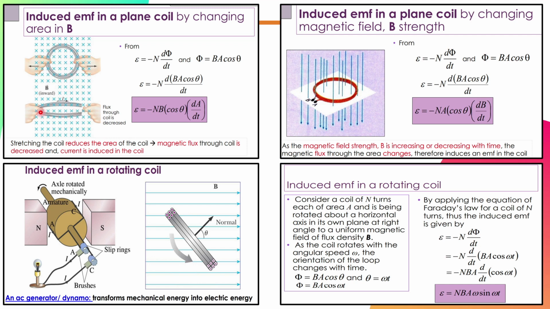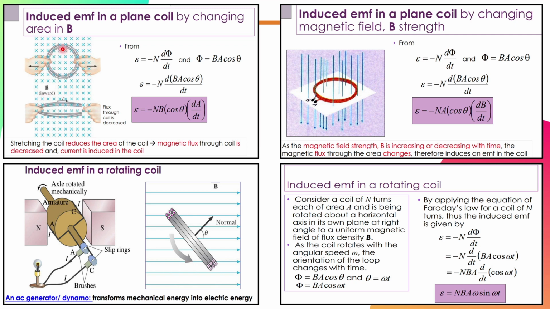So when we try to stretch the coil, you can see here, for the second diagram, the cross symbol means that this is the amount of magnetic field that passes through this area. For the second diagram, obviously we can see that the amount of magnetic field that passes through is reducing. Alright?